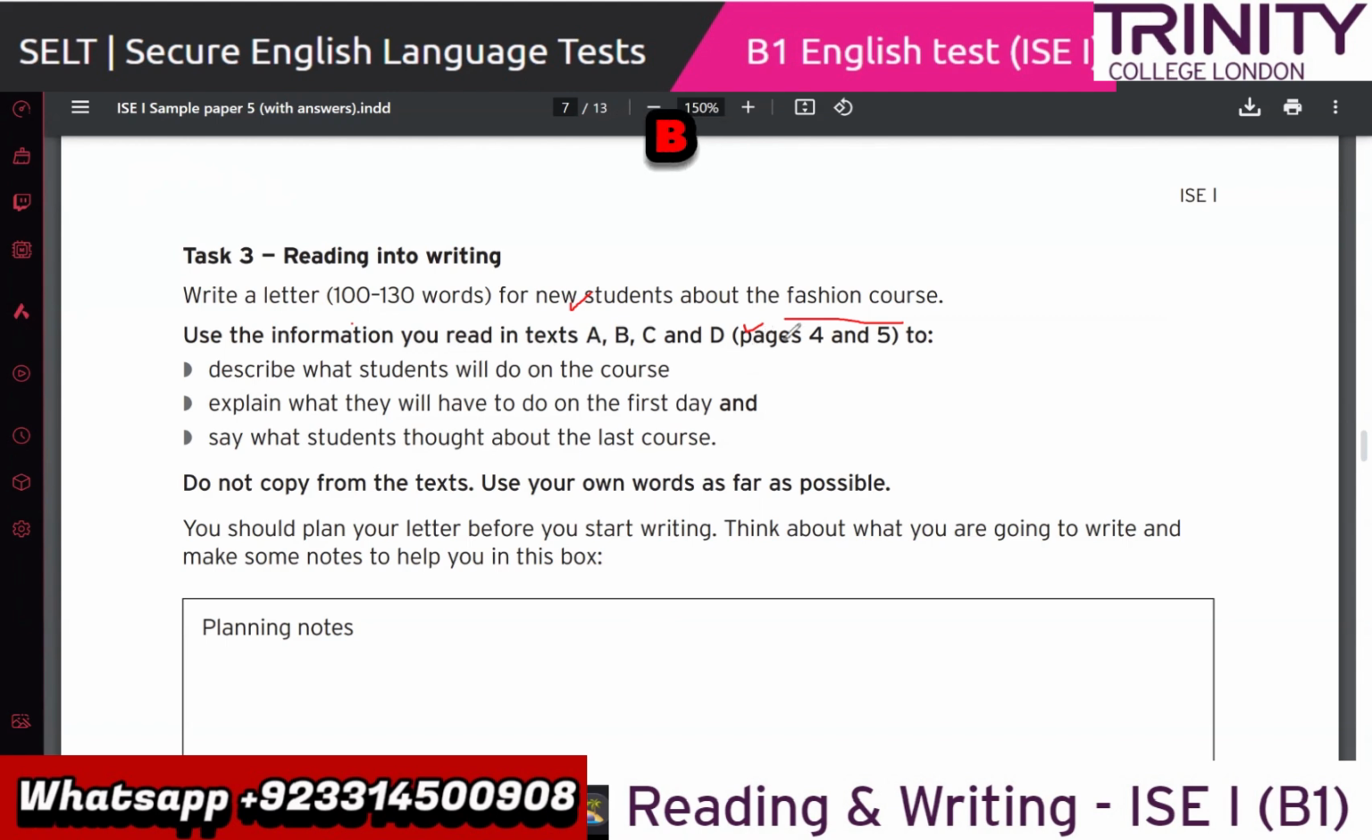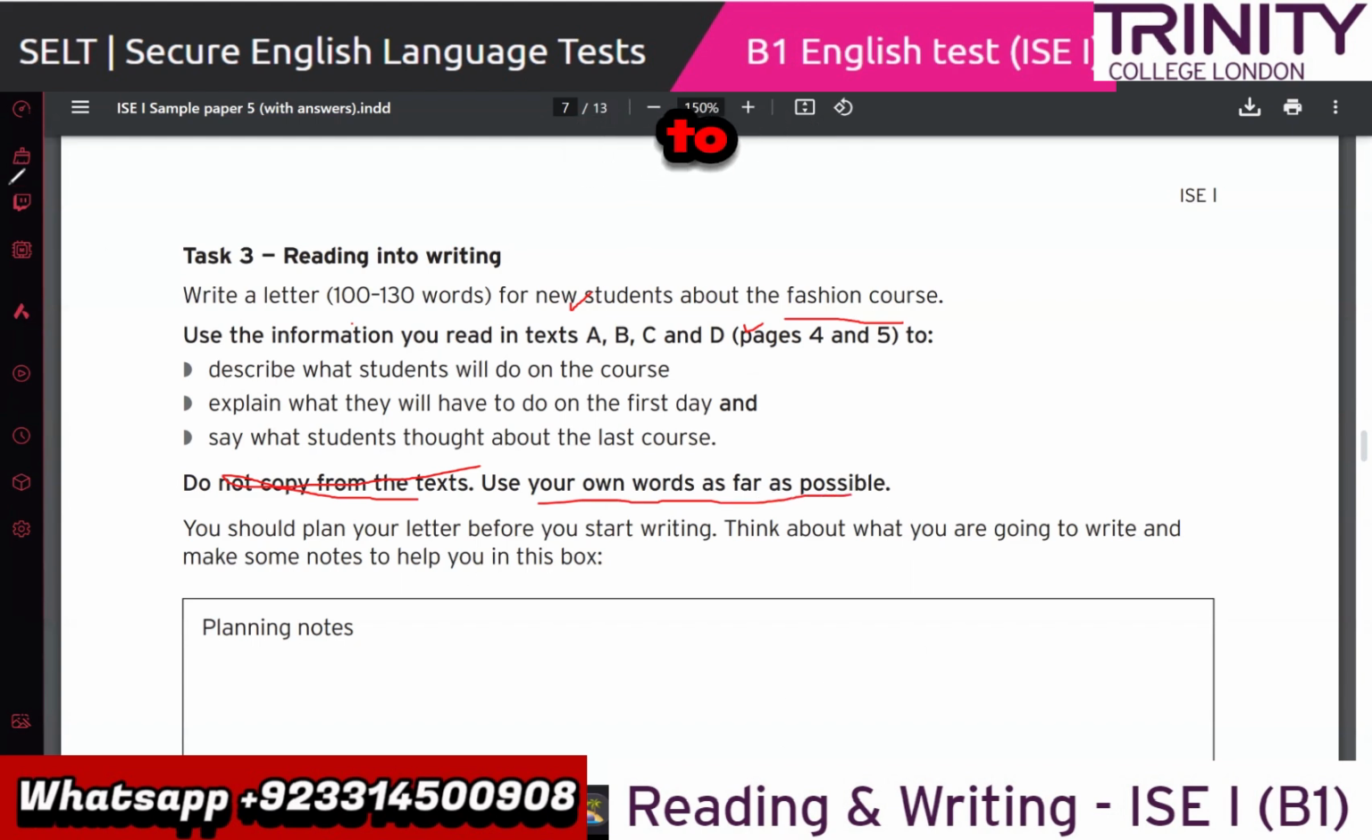As the statement says, use the information you read in text A, B, C, and D. Do not copy from the text. We need to look at the marking criteria, right? If people copy from the text, they will not have marks, and they will lose marks for that particular bar. Use your own words as far as possible.